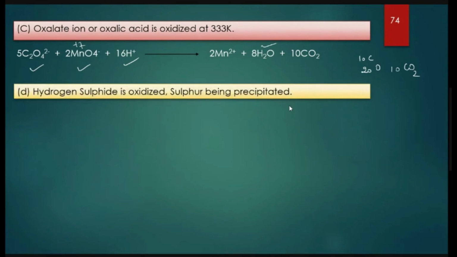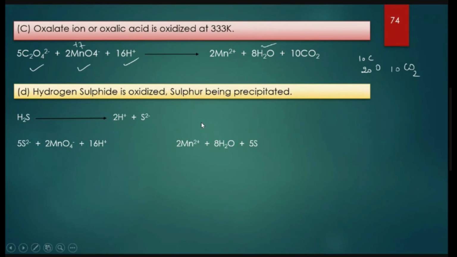The fourth one is like this. Hydrogen sulfide is oxidized, sulfur being precipitated. We have studied in the chapter redox reaction last year that addition of oxygen is called an oxidation process, and also removal of hydrogen from a substance or compound is also called oxidation. Here we are going to remove the hydrogen atoms from hydrogen sulfide, leading to the formation of sulfide ion. When H2S is made to undergo dissociation, it dissociates into 2 H plus and S 2 minus.